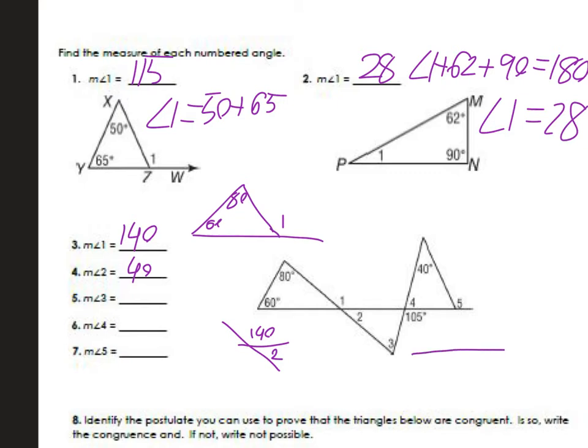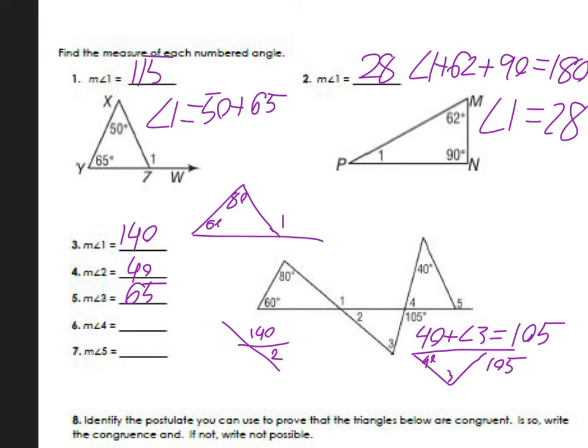Angle 3, we have an exterior angle situation again. We have a 40, we have an unknown angle 3, and we have a 105. So 40 plus angle 3 must equal 105, which means that angle 3 must be 65.